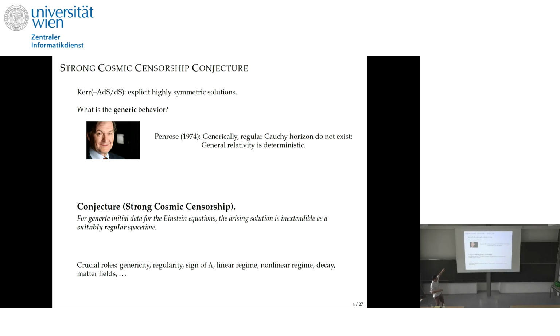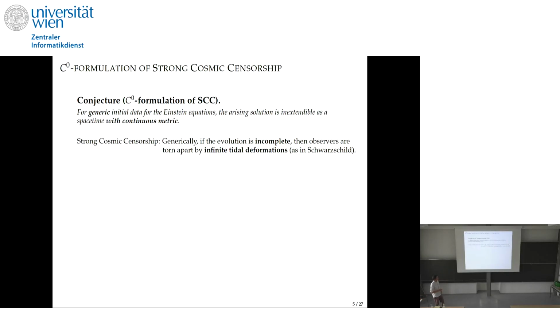So this is a very interesting and rich story. So what's the ideal scenario? What we would like to be true is that classical relativity is deterministic. The ideal scenario is, if the Schwarzschild case is the one which happens. So in fact, for generic initial data for the Einstein equations, the arising solution is inextendable as a spacetime with continuous metric. So generically, if the evolution is incomplete, then it is incomplete for good reasons, namely that observers which reach the incompleteness are in fact torn apart by infinite tidal deformation.